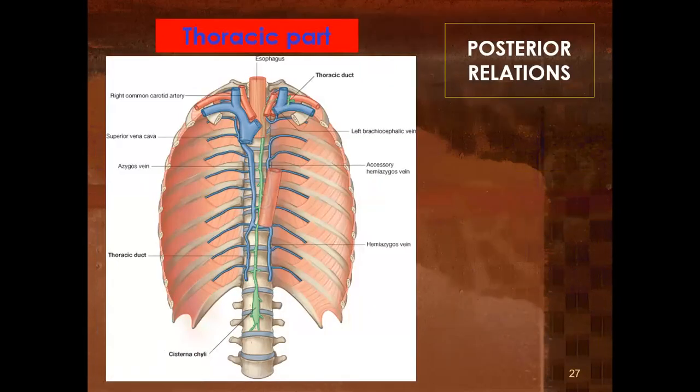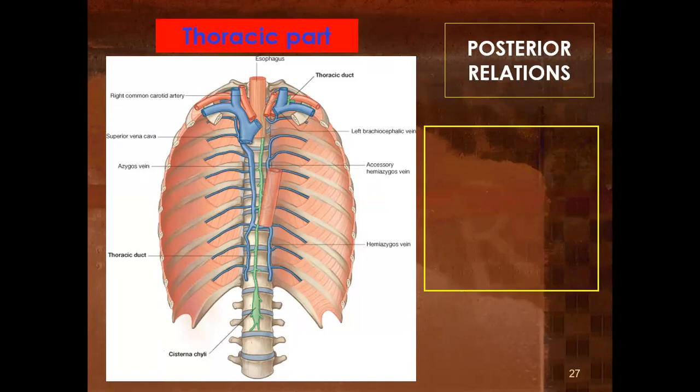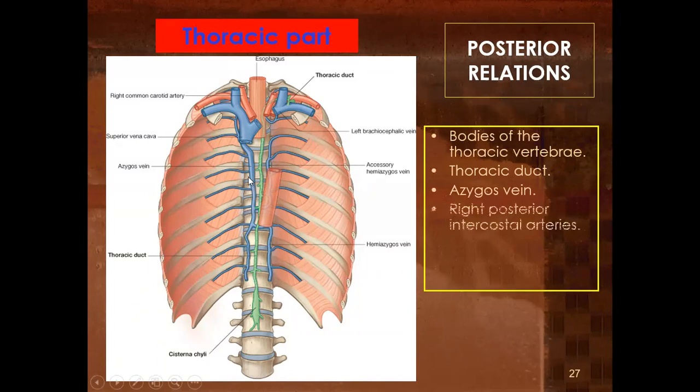Coming to the posterior relations of the thoracic part of the esophagus. One is the bodies of the thoracic vertebra. All these bodies of the thoracic vertebra are in relation to the esophagus, which is cut so that you can appreciate the structures which are behind. Then the thoracic duct, this green structure, this is the thoracic duct, which is also posteriorly present. Then the azygous vein, this is the azygous vein. Then we have the right posterior intercostal veins. So these are the right posterior intercostal veins.